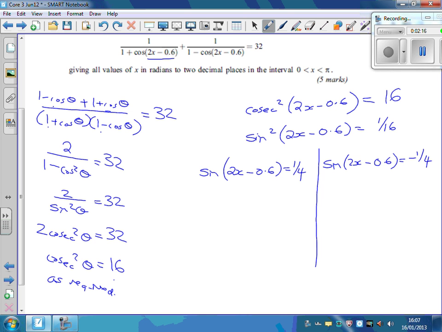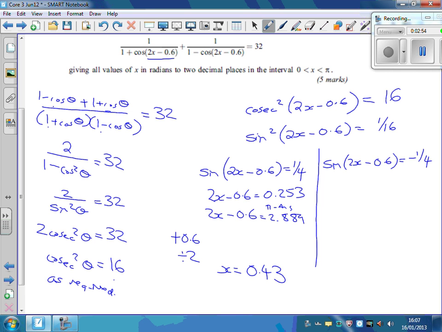That inverse sine of this gives us, I think, 0.253, but of course it also gives us pi minus that, and pi minus that is 2.889, I think. No, that's the wrong one, isn't it? No, that's right. So then, to find our final answers in those two bits there, we're going to add the 0.6 and then divide by 2, which is giving us answers of 0.43.